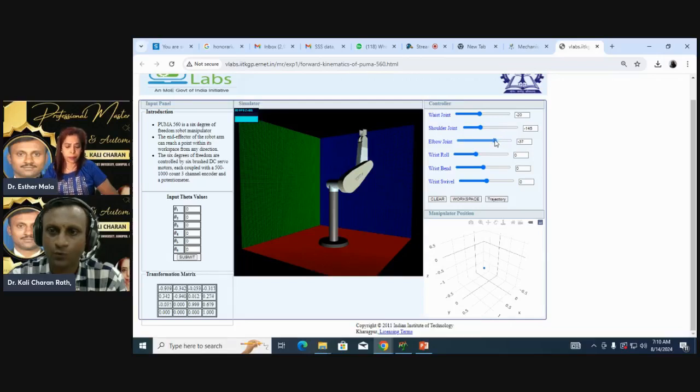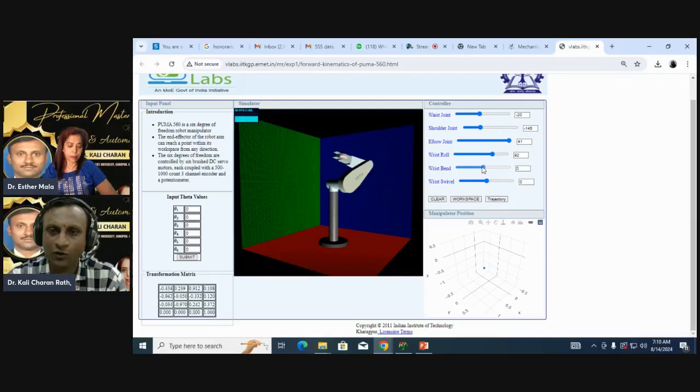Then elbow. This is your elbow. This is operating between minus 225 degrees to 45 degrees. See the slow movement I am doing? So this is it. Now this is your wrist roll. See, at the topmost level near to the end effector, this angle changes from minus 170 to plus 170. So this is the wrist roll.